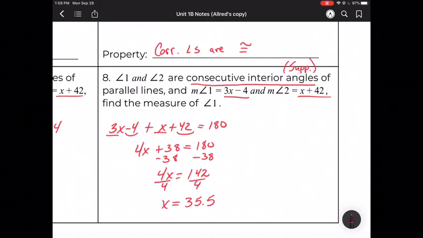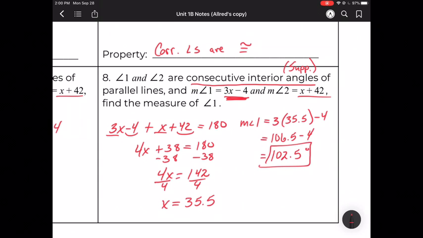But they, again, want the measure of angle 1. And so I'm going to plug in for the measure of angle 1, which means I take 3 times 35.5 and then subtract 4. Three times 35.5 is 106.5, and then when I subtract 4, that is 102.5 degrees.